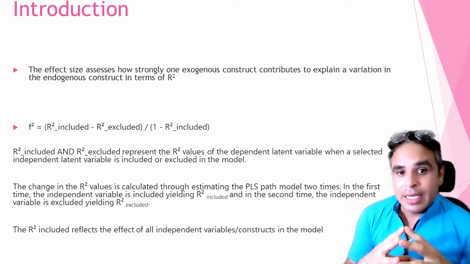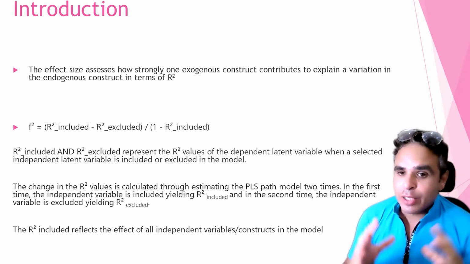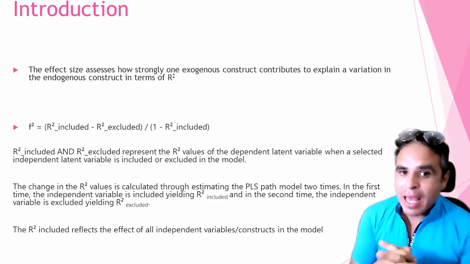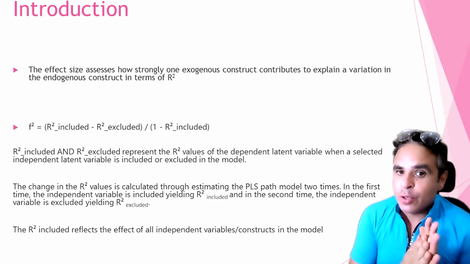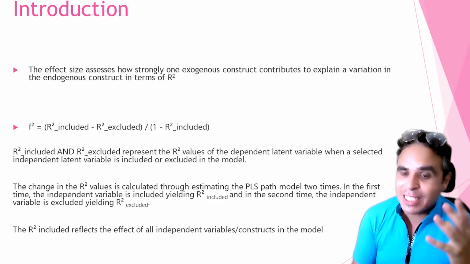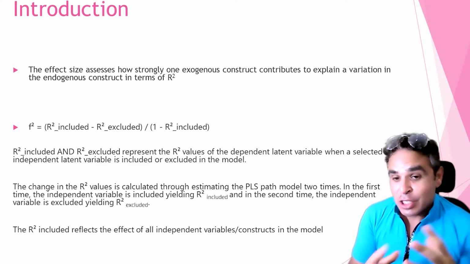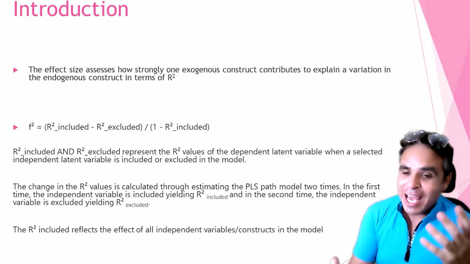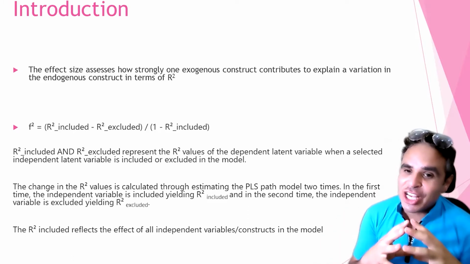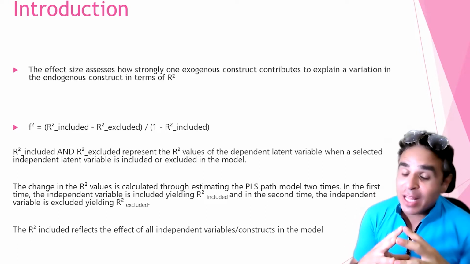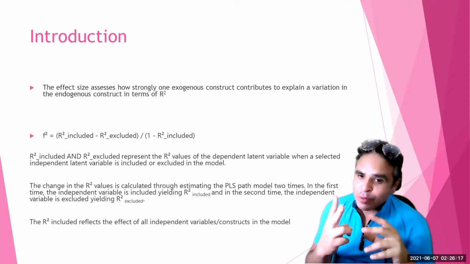R squared included and R squared excluded represent the R squared values of the dependent latent variable when a selected independent variable is included or excluded. So we'll come to SmartPLS, include some variables, exclude others, and then check the variation and the changes in R squared. The change in R squared values is calculated by estimating the PLS path model two times.